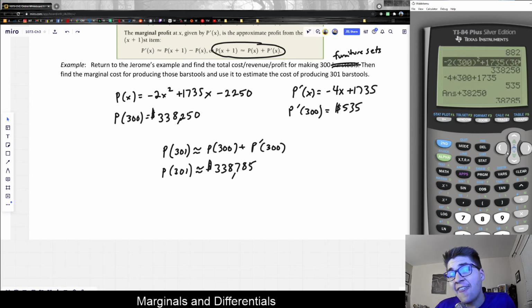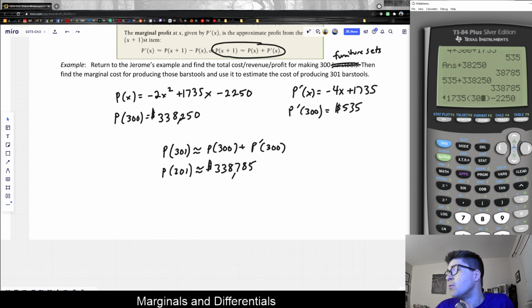Obviously, we could just use the original function to calculate the exact value, but a lot of times we don't have exactly the function, and we can use this idea instead, where we know exactly how many bar stools we're selling, and we know how much our profit is changing for producing one more. And so let's see what the exact value would be. I wouldn't expect this to be exactly P of 301, but if we look at exactly P of 301, that would be $338,783. It's off by $2, but as you can see, very, very close.